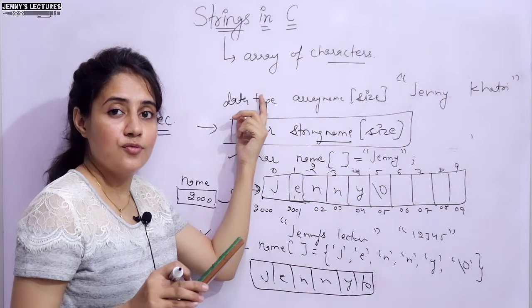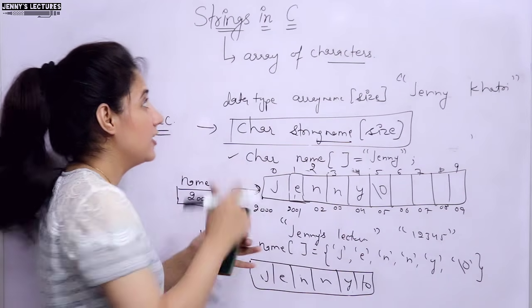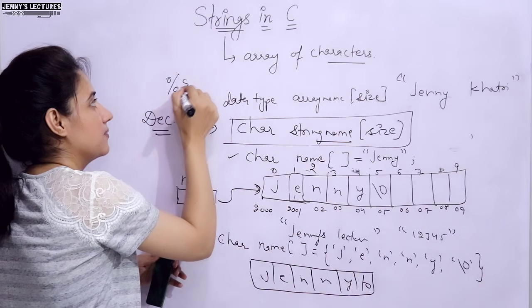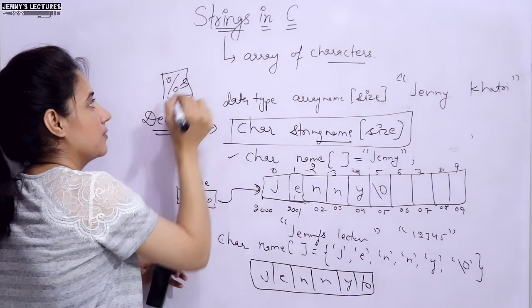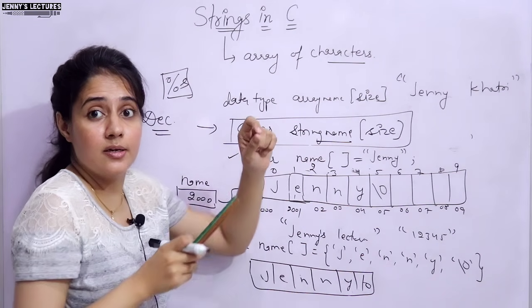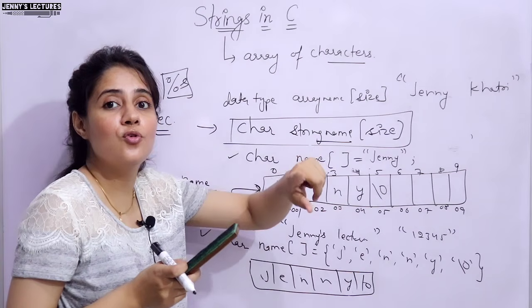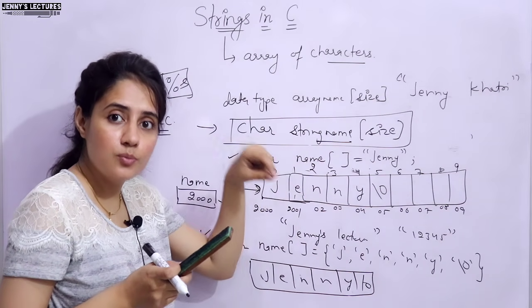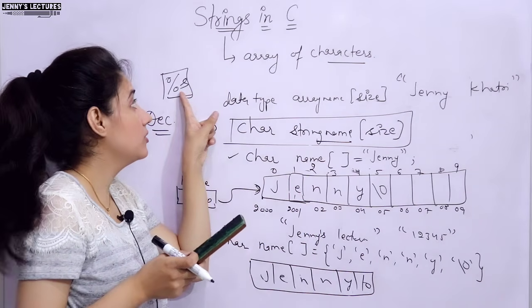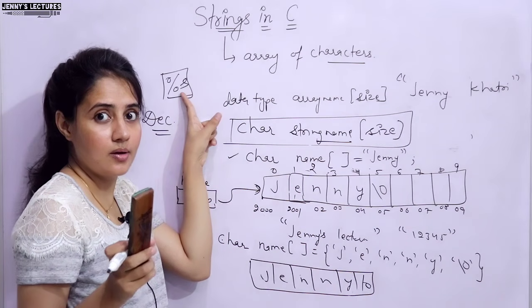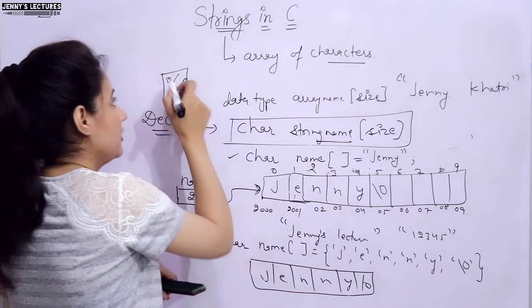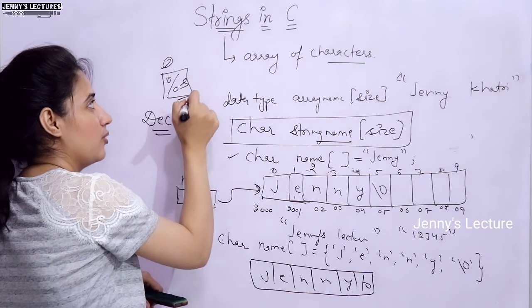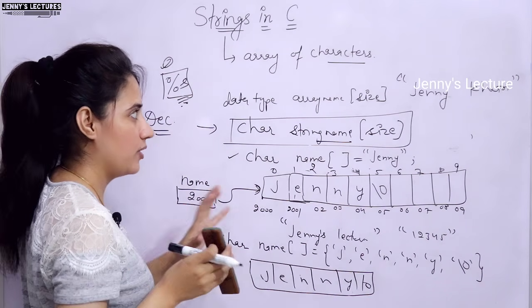So here the format specifier for string is %s, right? Like for integer %d, for float %f, for character %c, for string it's %s, right? And this is very important. Some properties of this we'll also discuss one by one, right?